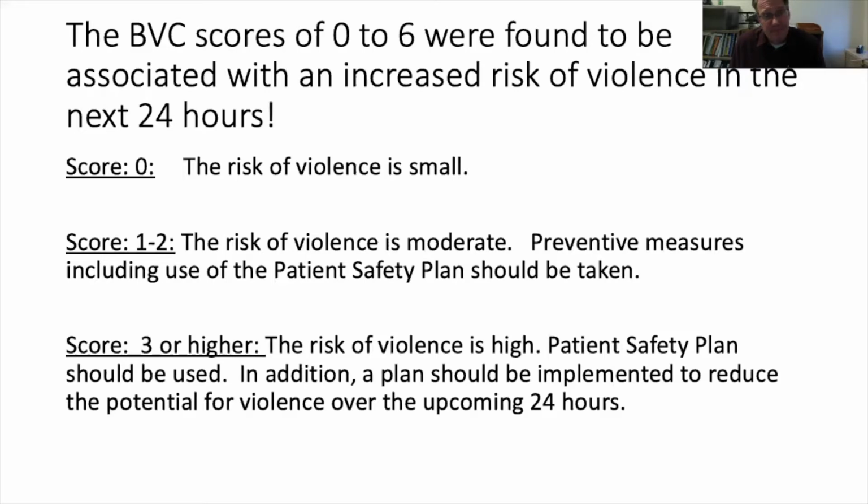Here's what the science turned out, which was very interesting: a score of 0 is associated with a very small risk of violence in the next 24 hours. A score of 1 to 2 is increasing risk, they call it moderate, and this is an instance where preventative measures should be taken, including the use of the personal patient safety plan. And then with scores of 3 or more, the risk of violence is quite high, and we should definitely use the patient safety plan. But in addition, we should implement a plan to reduce violence, which may involve talking to the psychiatrist, the team, and your colleagues.